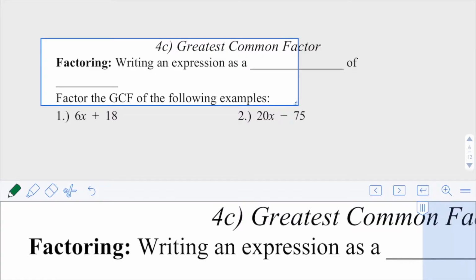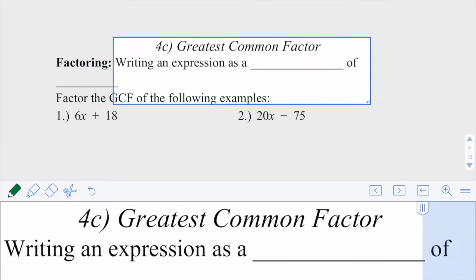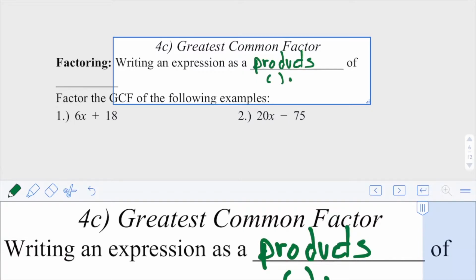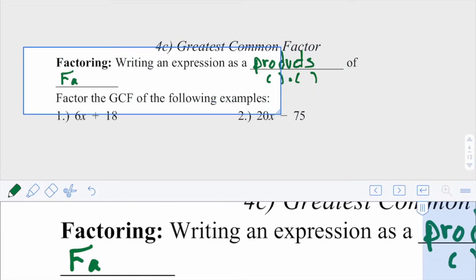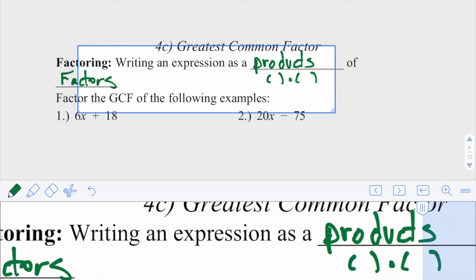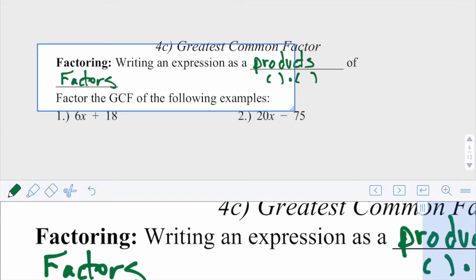Here we are in Lesson 4C of Tier 1, Greatest Common Factor. So when we're factoring, like I was talking about earlier, we are writing an expression as a product. And remember, products are things that multiply together. So something like this, right? And then we're writing those products of the factors. All right, so writing an expression as a product of its factors is basically what we're doing.